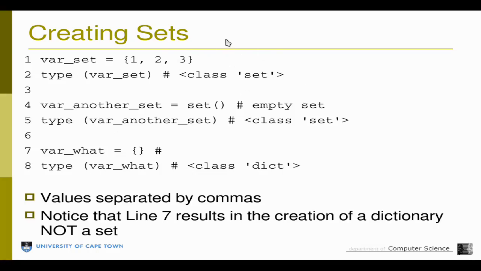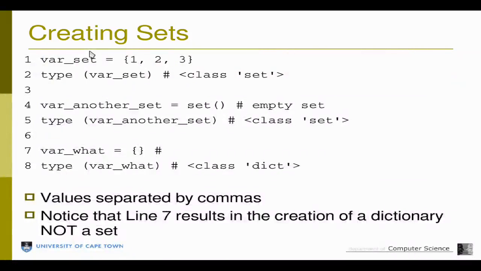You notice in line number one that we can use curly braces only when we are creating non-empty sets, as we are doing in line number one here. Notice that we are separating our members, or our values, with commas. Sets have members, but we can call them values. So 1, 2, and 3 are members of our set, var set. In other words, var set has 3 members, or 3 values, of type integer.